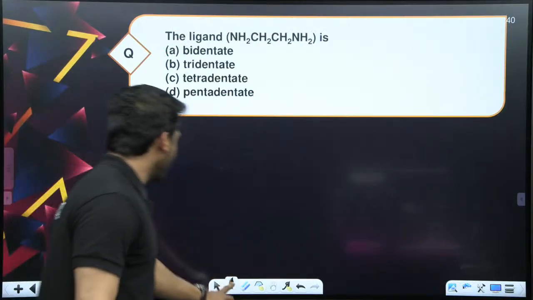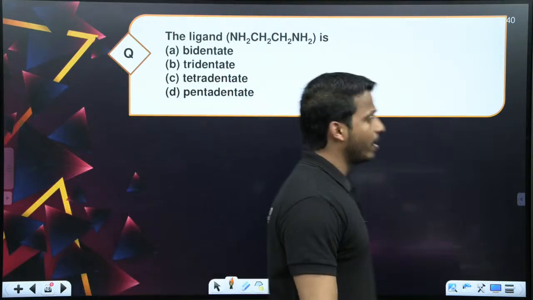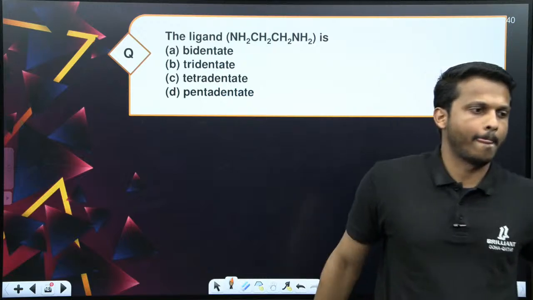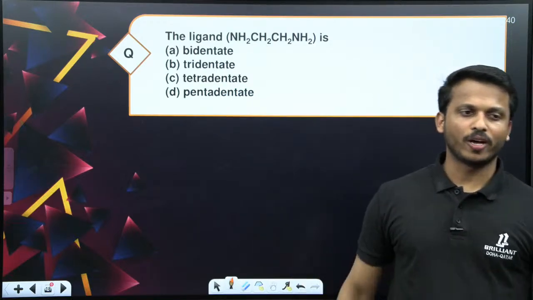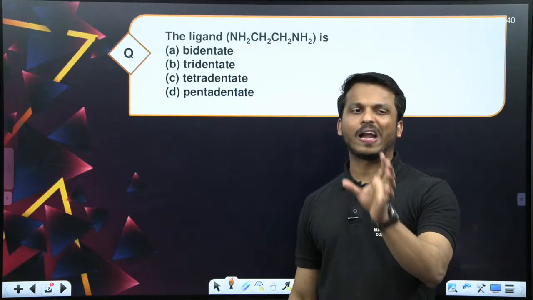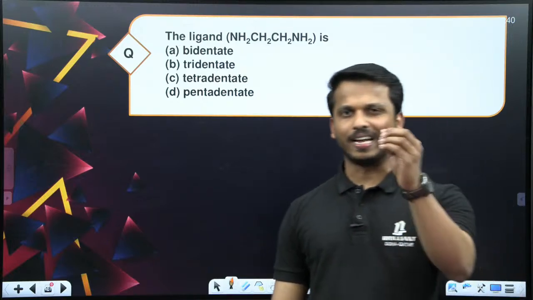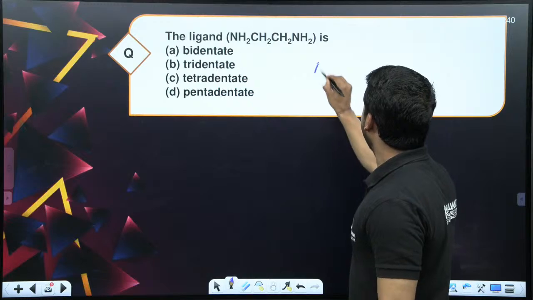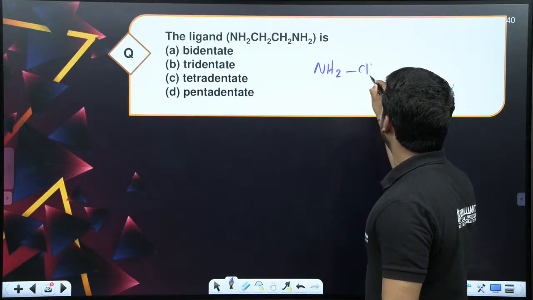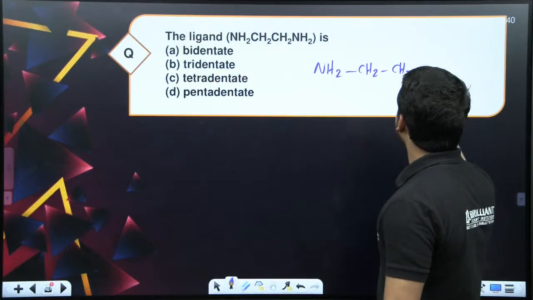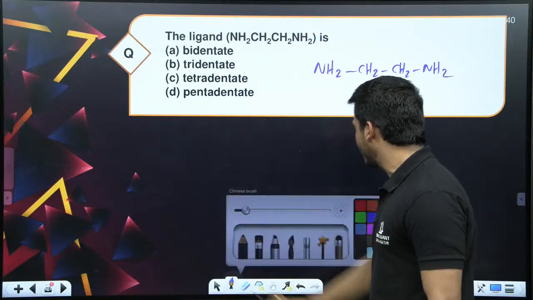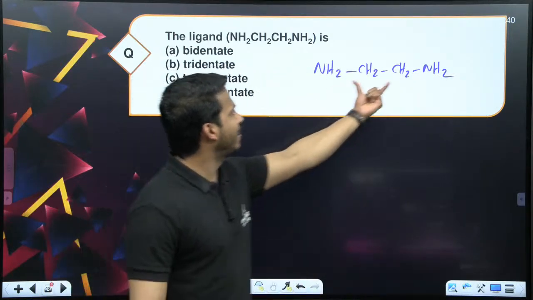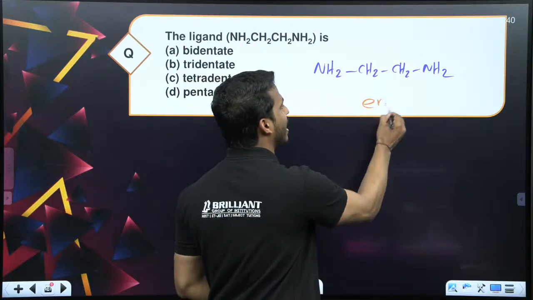Next one. This ligand, whether it is bidentate, tridentate, tetradentate, or pentadentate, which one? What is your answer dear all? If they give an unknown ligand, how can we understand the denticity of the ligand? It is given as NH2, CH2, CH2, NH2. Ethylene diamine is given. You know this ligand. What is this ligand? Ethylene diamine. That is our en ligand.